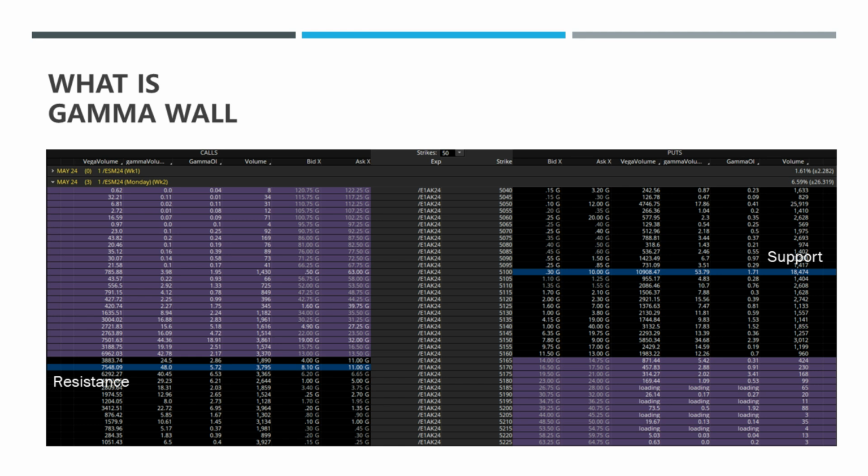Okay, and the reason why the gamma wall or the support resistance formed is because a lot of people are willing to sell you and get the premium at the support or the put, right? Because if it doesn't breach the low end of the price, then it means that they are collecting all the premium. Does it make sense? So that's what this option seller does.